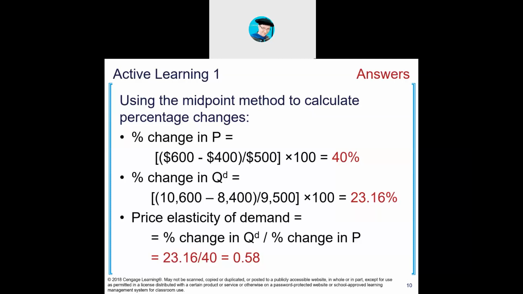Divided by 9,500. Dr. B, yes, please. I have a question really quick. Can you remind me why it's times 100? What does the 100 represent? Sure, that's how we get into a percentage.